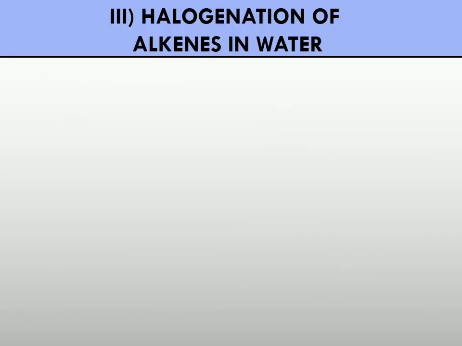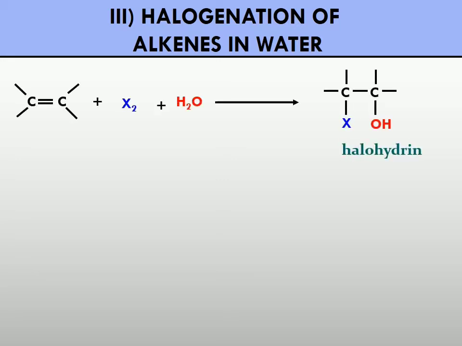So third, we have the halogenation of alkenes in water. So in halogenation, we are going to add a halogen to the carbon-carbon double bond, but now it's in the presence of water. So water actually will disturb the addition of the halogen. So when one of the halogens is added to the carbon-carbon double bond, another OH from the water will also be added to form a halohydrin. So our product will have 1 halogen atom and a hydroxyl group.